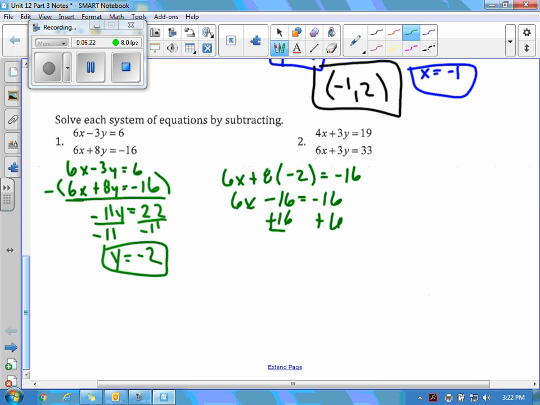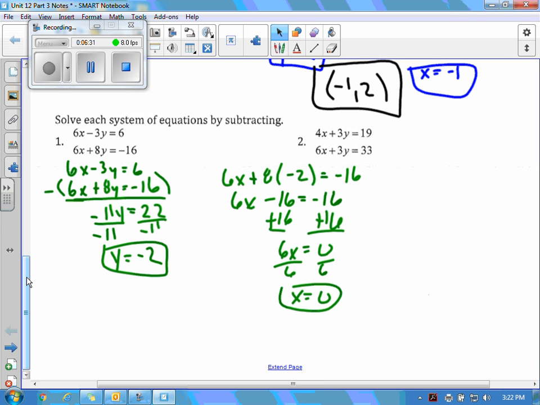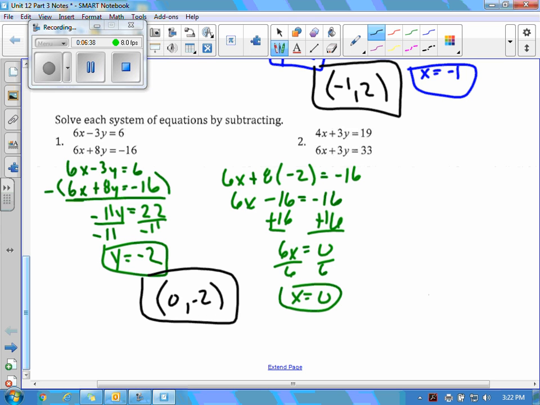So 6x minus 16 equals negative 16. Add 16 to both sides. I get 6x equals 0, which just means that x equals 0. So I have an x and a y. I'm solving a system, so my answer is the coordinates 0, negative 2. Alright, I'm going to let you guys try number 2 on your own.